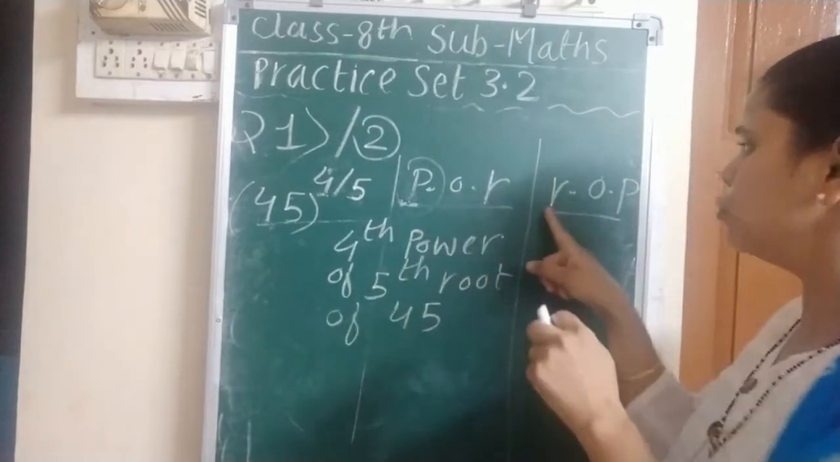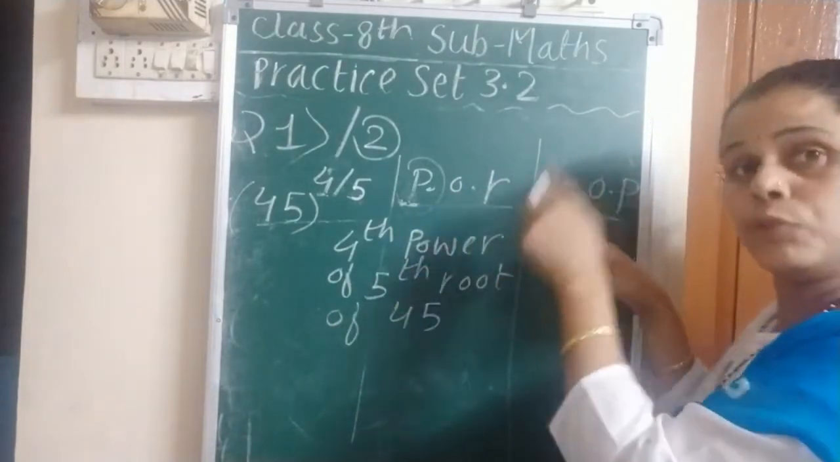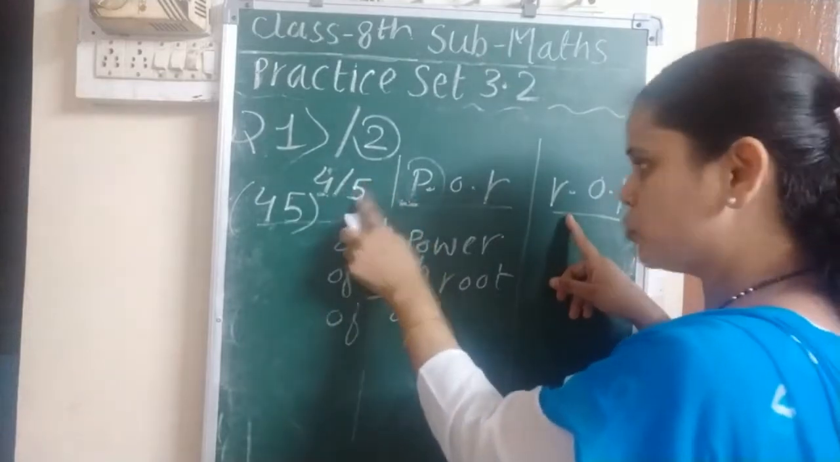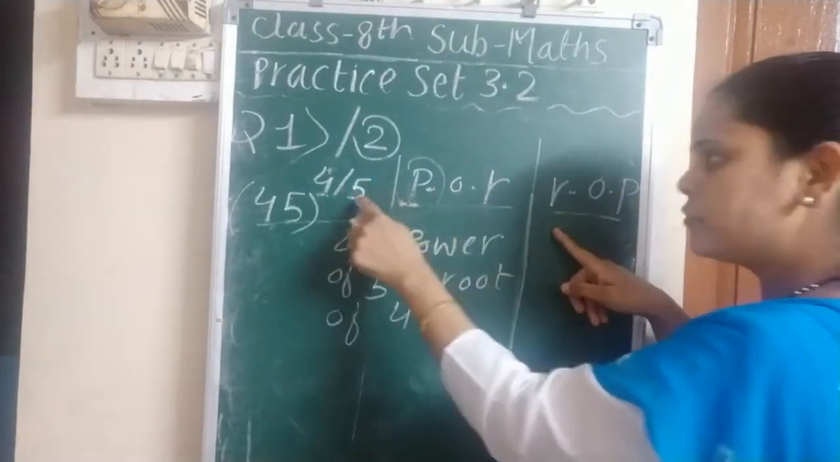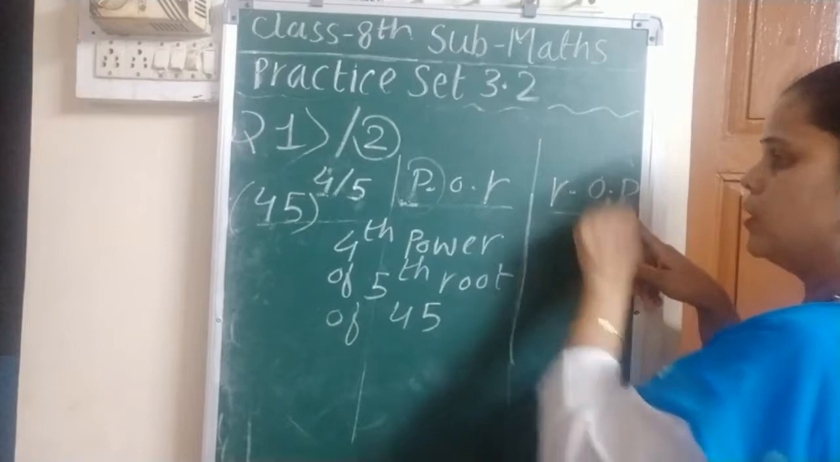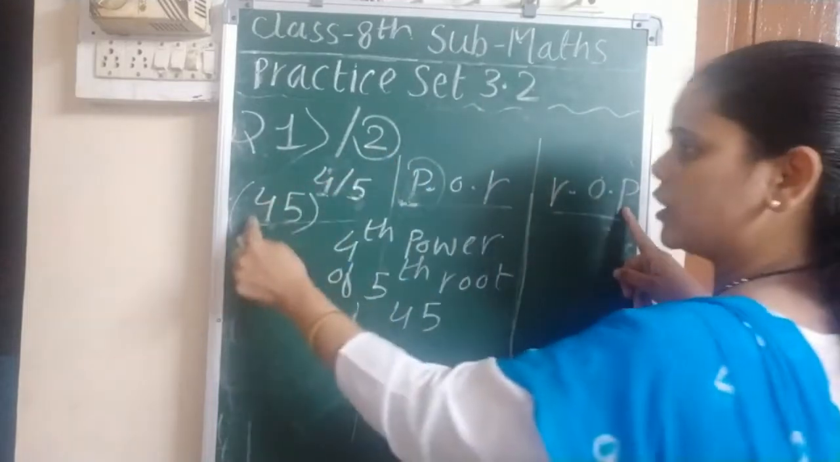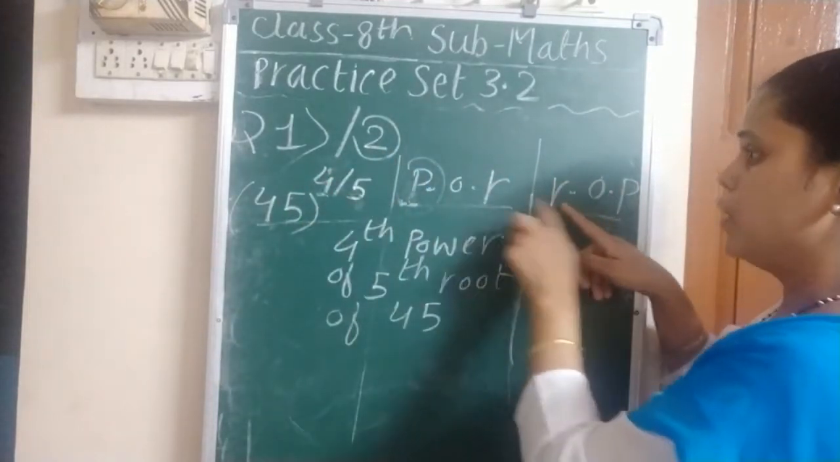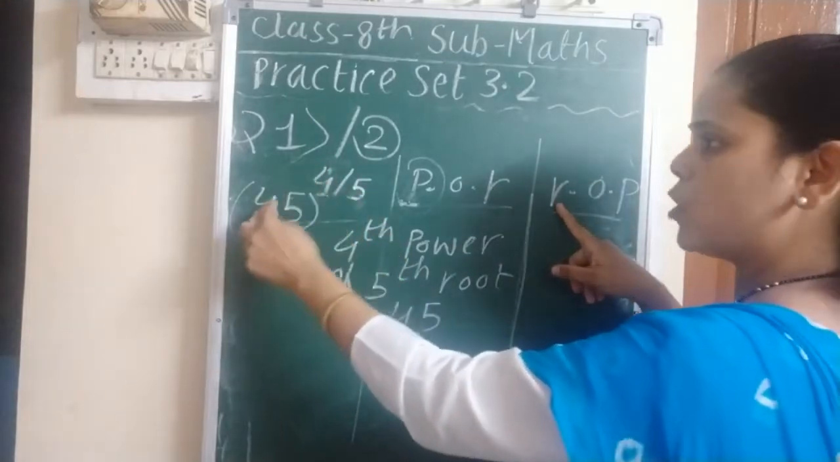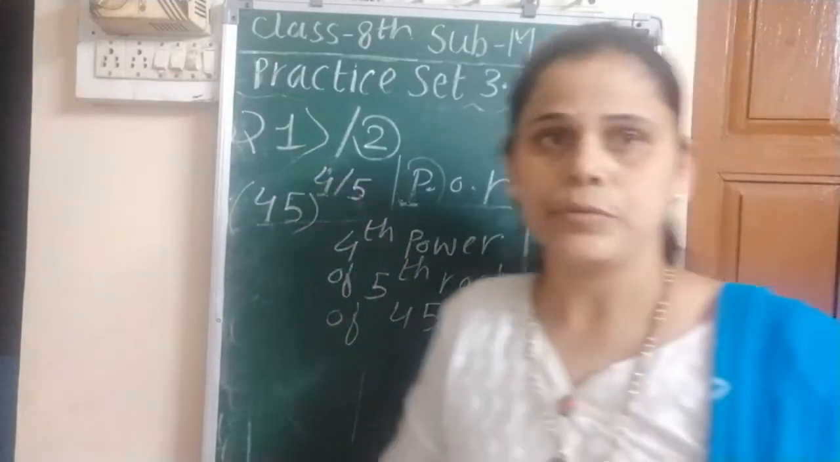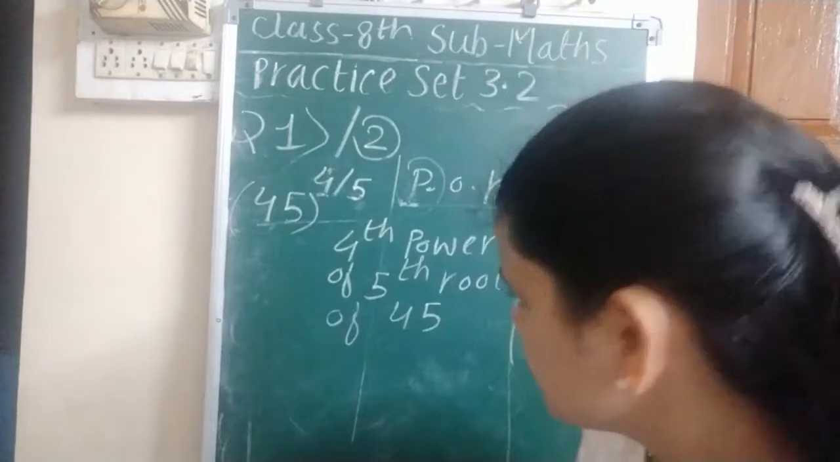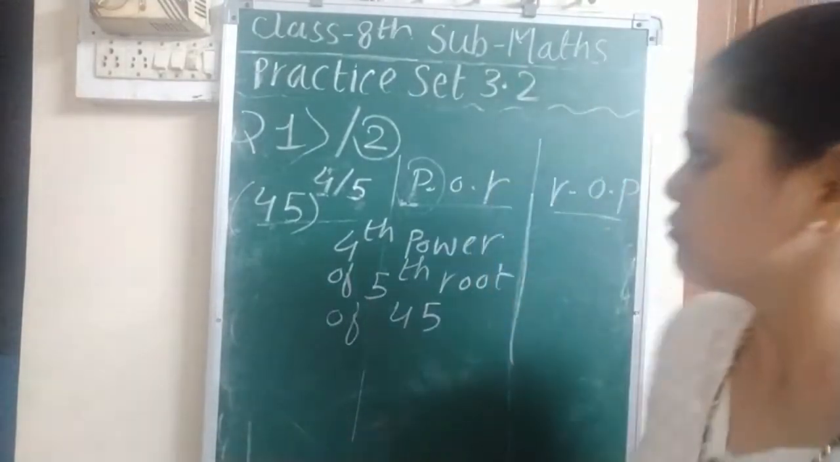The next is a root of power. So write down root first. Root is fifth root. So write down here fifth root of fourth power of 45. I repeat it: fifth root of fourth power of 45. Understand? Just take the next question.